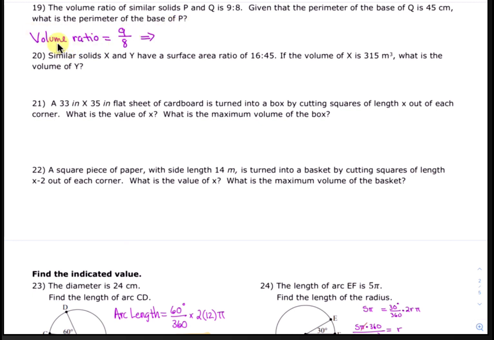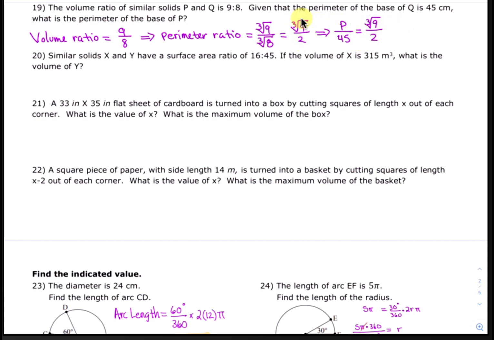First, we acknowledge that the volume ratio is 9 to 8, and then we would have to take the cube root of those volumes to figure out the perimeter ratio, because perimeter is one-dimensional, whereas volume is three-dimensional. So we take the cube root of this 9 over 8 to find the perimeter's ratio. So that is the cube root of 9 over the cube root of 8. Now the cube root of 8 we know is 2, but the cube root of 9 is a decimal, so we'll just leave that as cube root of 9.